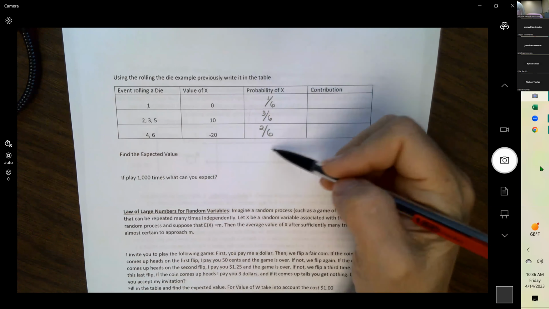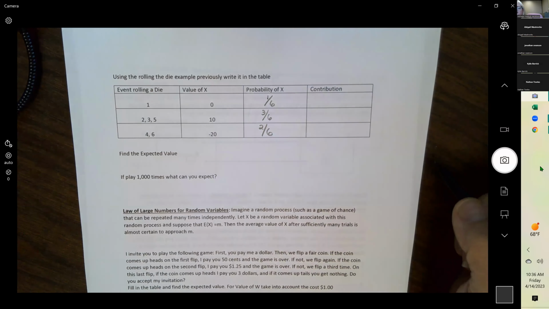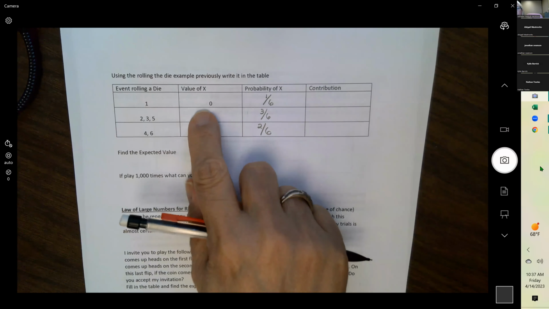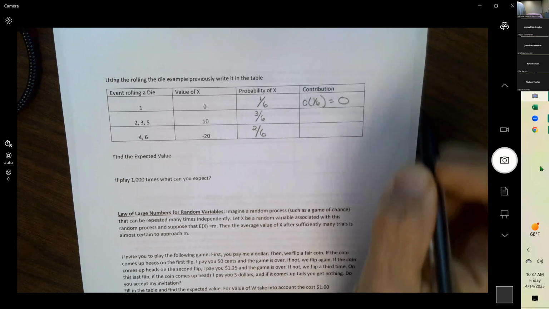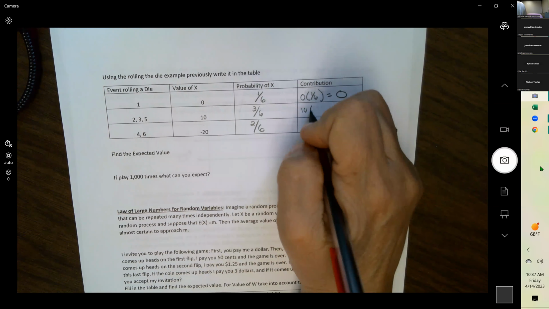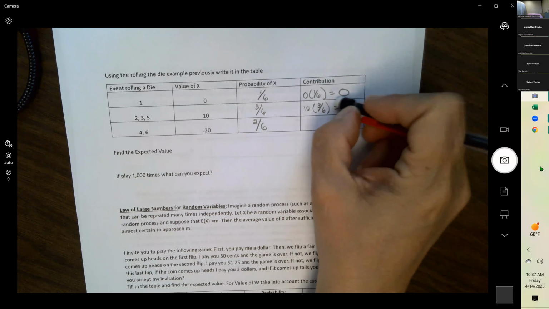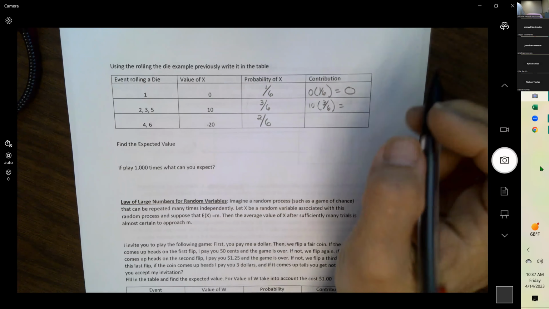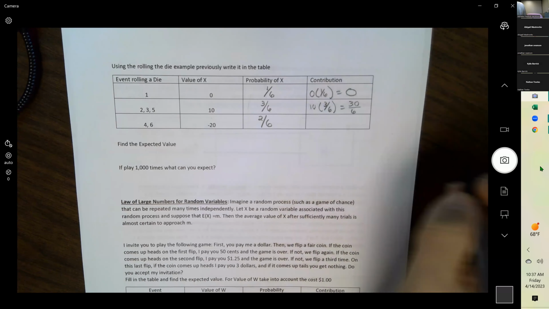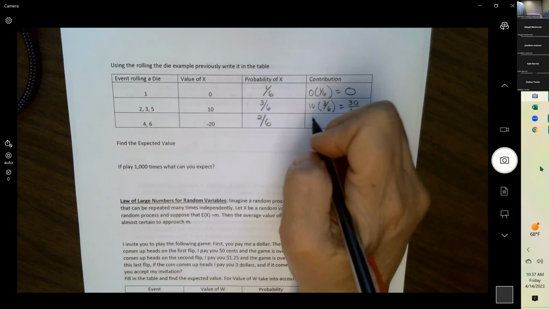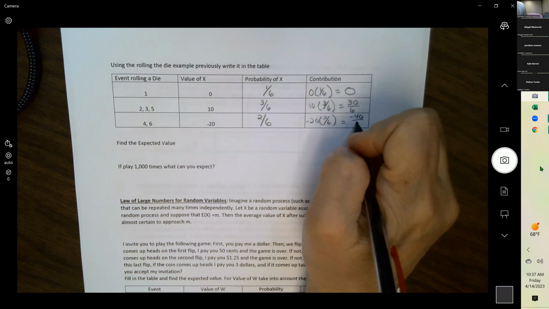And notice your probabilities should add up to 1. 2 plus 3 plus 1 is 6 over 6, which is 1. Contributions you multiply across. 0 times 1/6 is 0. 10 times 3/6 is 30 over 6, which I'm going to leave as a fraction. And multiplying the last one, negative 20 times 2/6 is negative 40 over 6.